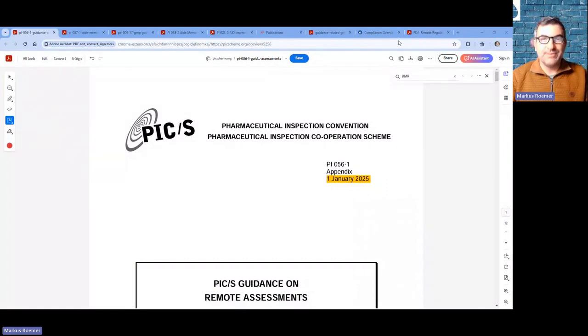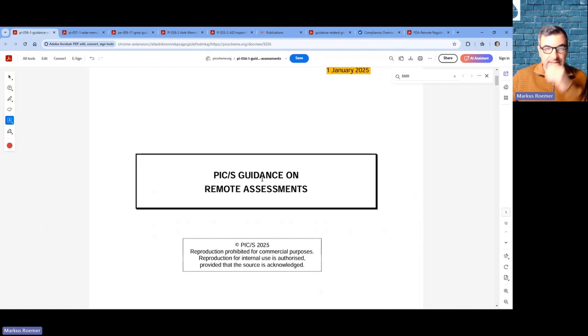Hello, this is a GMP Detox session about remote assessments, and the year starts quite interesting. PIC/S have published a new guidance document on the 1st of January, and I'm sharing it here with you, PI 056-56, guidance on remote assessments.